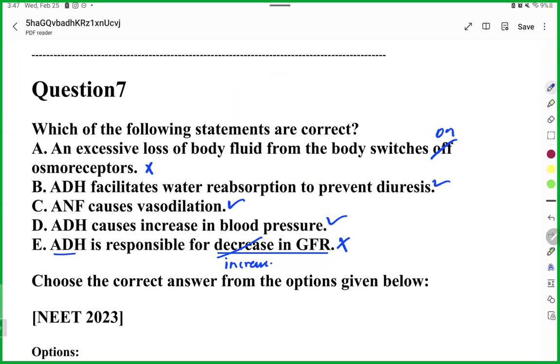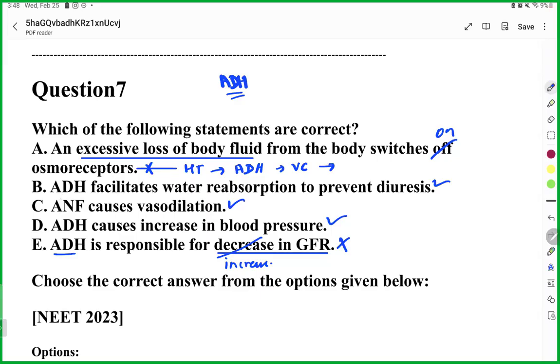Now look at these options. Excessive loss of body fluid will switch on the osmoreceptor. So osmoreceptor activates hypothalamus, and hypothalamus produces ADH, and ADH does vasoconstriction and preserves the water. Because the word meaning of ADH, antidiuretic hormone, is a hormone that prevents water loss. Correct? It will prevent water loss, as the name suggests.